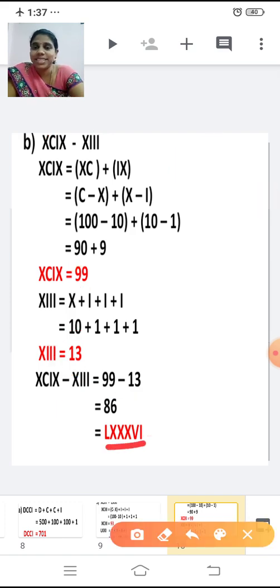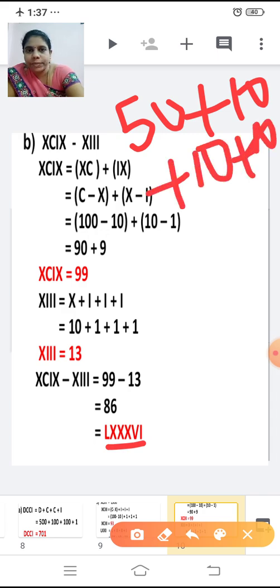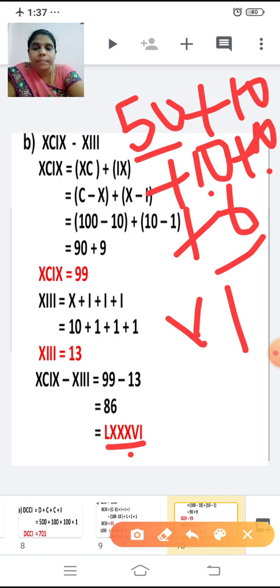Now write 86 in Roman numeral. 50 plus 10 plus 10 plus 10 plus 6. Roman numeral for 50 is L. 10 is X. Again 10 is X. Again one more 10 is X. For 6, VI. So L, X, X, X, VI.